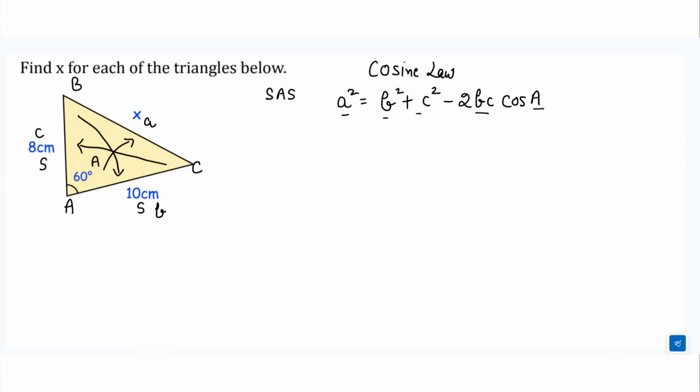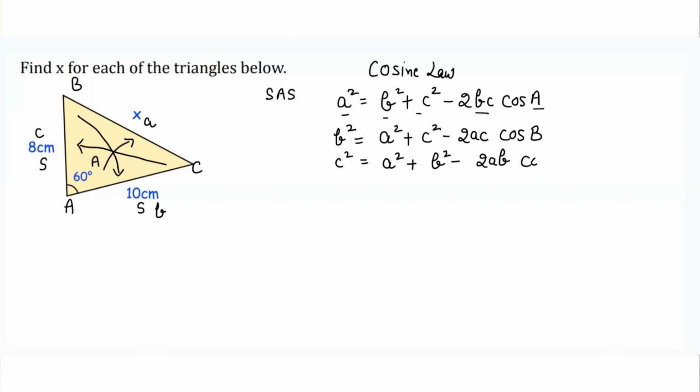Similarly, if I write B square, now I have used B, so what is left? A square plus C square minus 2AC, and what will be the angle? Cos B. Similarly, C square is equal to, now I have taken C, what is left? A square plus B square minus 2AB cos C.